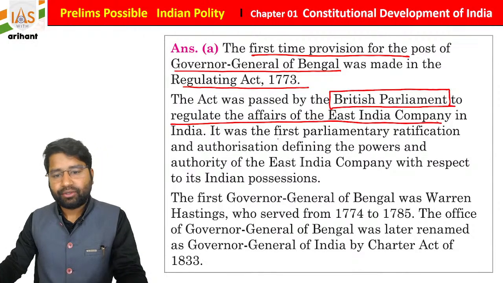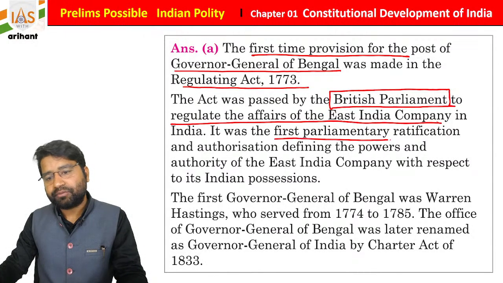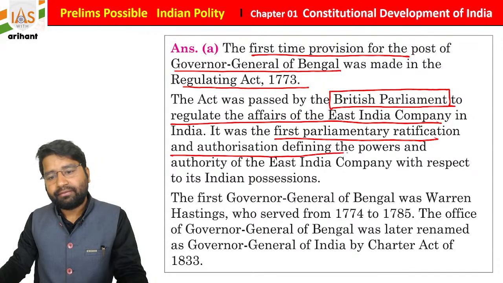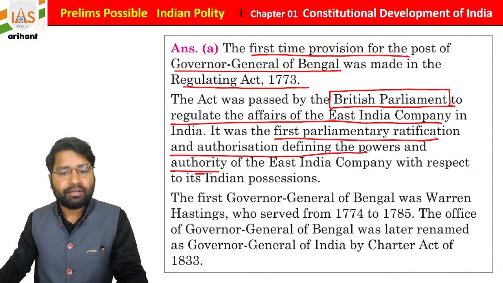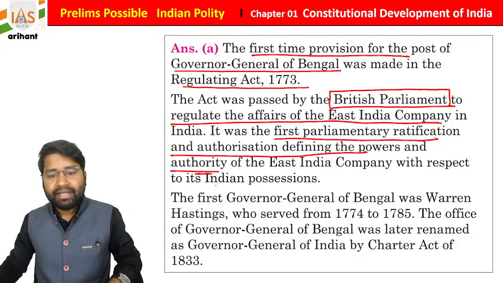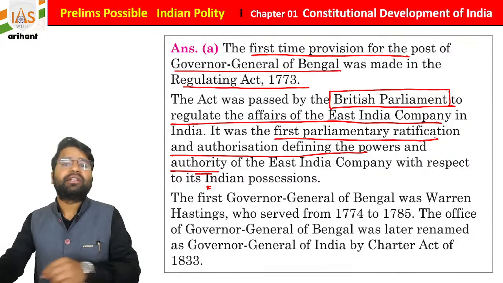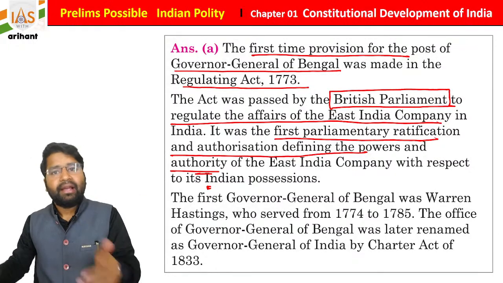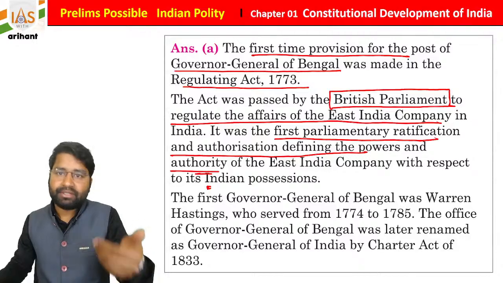And students, as we already discussed, it is the first parliamentary ratification and authorization that defined the power and authority of the East India Company with respect to the Indian possession. But at that time, initially, the word Indian possession was not used. It was used later. But as we already know, we are trying to include the same.